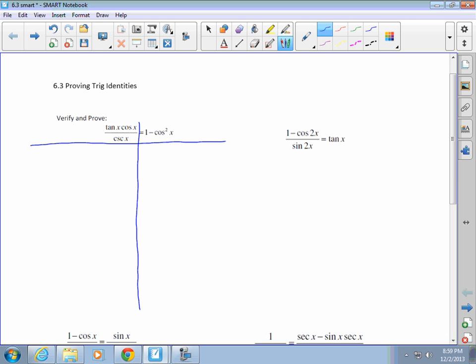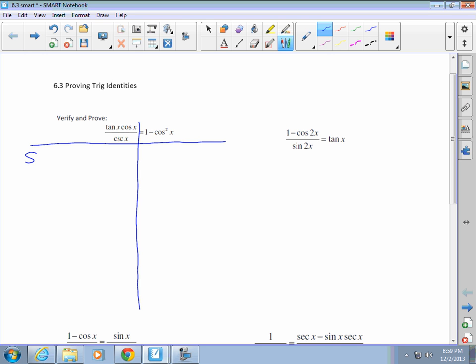So we're going to work with the left side here, because on that right side, the only thing we could do is one substitution, and that substitution would be 1 minus cos squared x is equal to sine squared x. That doesn't leave me anything more to do. That is as simplified as it gets. So I'm going to work with my left side.